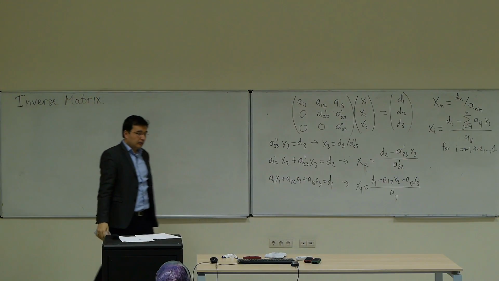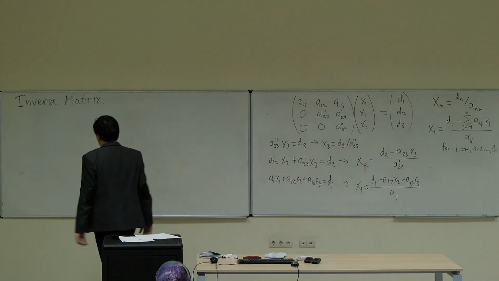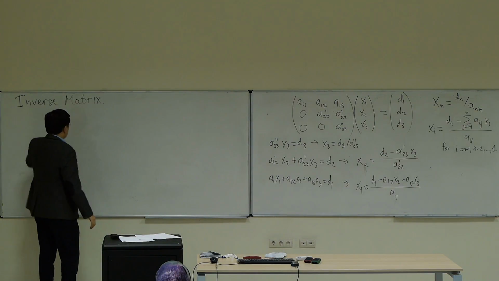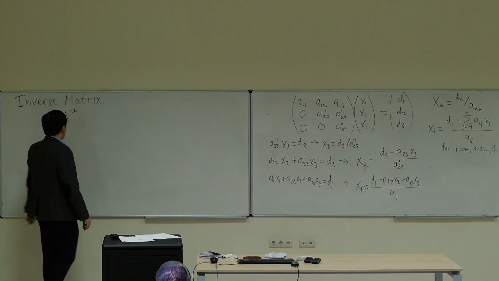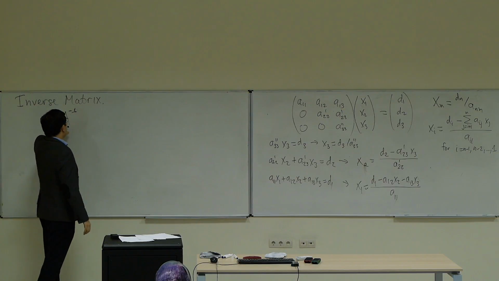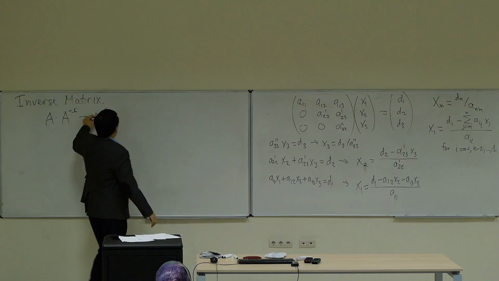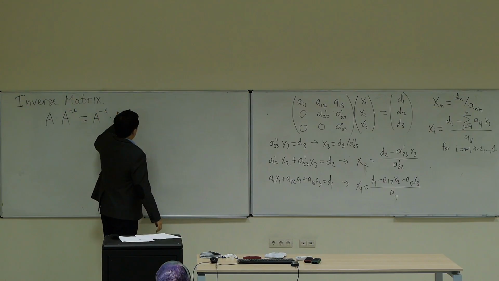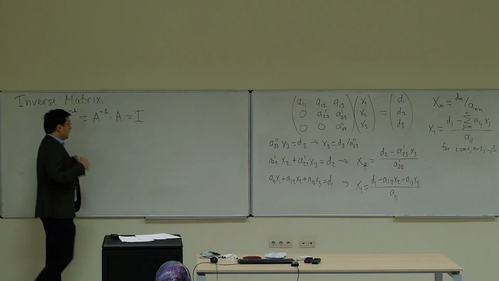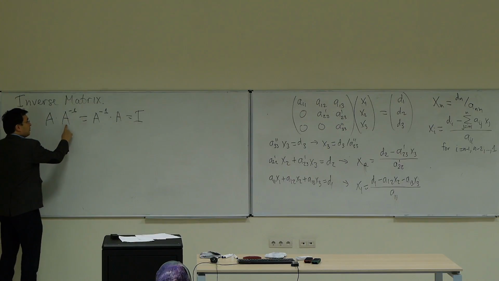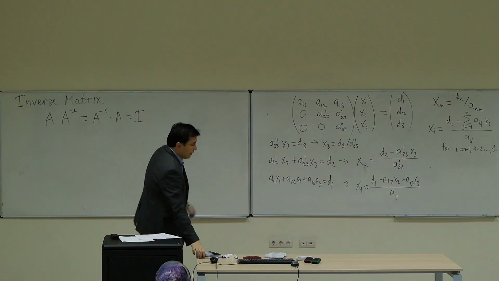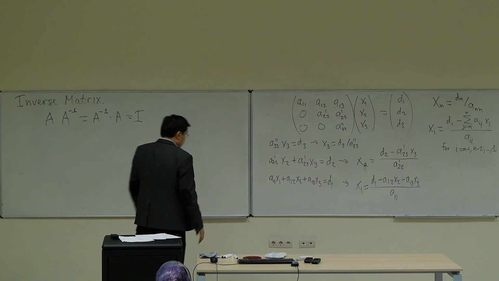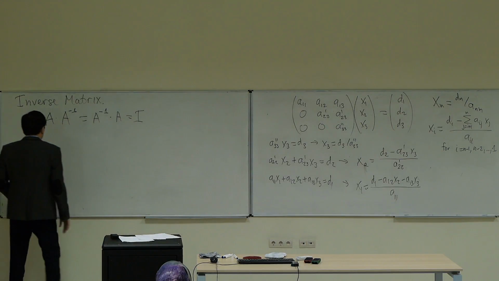Okay, let's remind ourselves what an inverse matrix is. We have matrix A. The inverse matrix, denoted by A minus 1, is such a matrix that A multiplied by it, independent of the order of multiplication, gives you the identity matrix. That's the definition of the inverse matrix. So we are given matrix A. Let's find its inverse using the LU decomposition method.